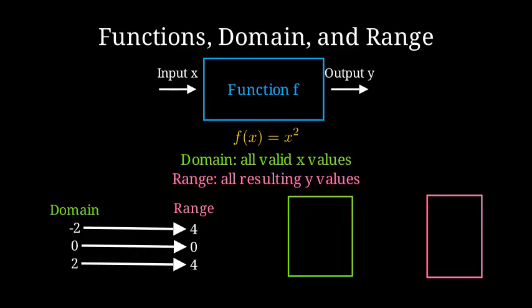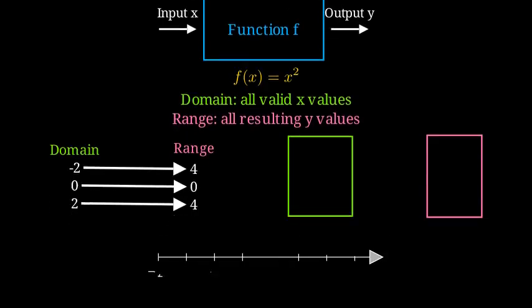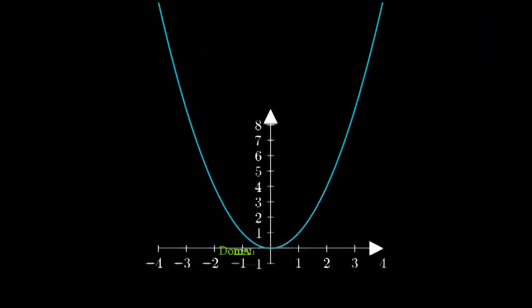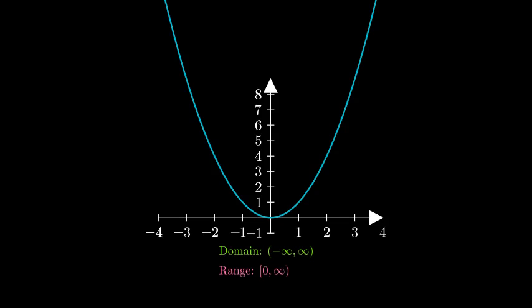Example 1, y equals x squared. The domain is all real numbers because any real number can be squared. The range is all y values greater than or equal to 0 because squares are never negative. Let's show this on a graph. Because the graph extends left and right forever, the domain is all real numbers. Because the lowest point is at 0, the range is y greater than or equal to 0.